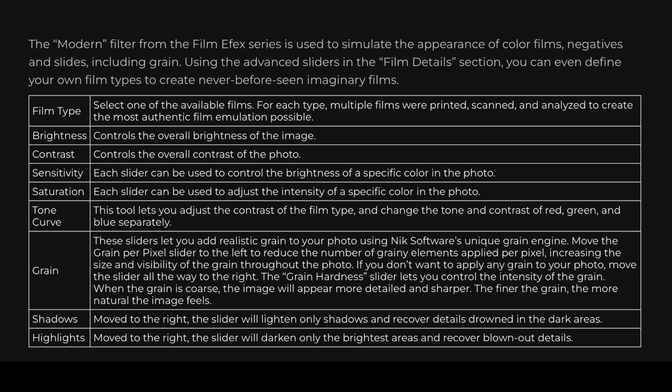Let's take a look at the first category, film type. Select one of the available films. For each type, multiple films were printed, scanned, and analyzed to create the most authentic film emulation possible. And that's exciting. They worked really hard to get these looks to look just like the film to match them. And that is really cool because some of those older films had certain characteristics to them, you know, the way they handled color and tone and things of that nature. And now with this software, we're able to emulate those exact films. And for that very reason, I'm a big fan of this filter.